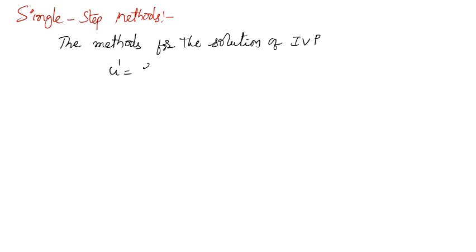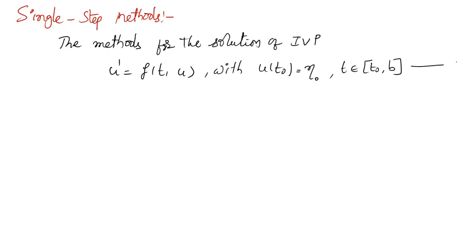So consider the methods for the solution of the initial value problem u dash equal to f of t comma u, with the initial condition u of t naught equal to some u naught or eta naught, where t belongs to the interval t naught to b. t naught is the starting value and b is the end value. This is equation 1.